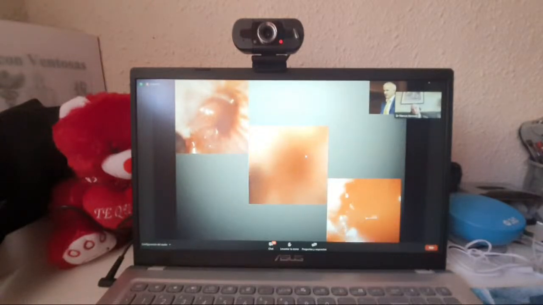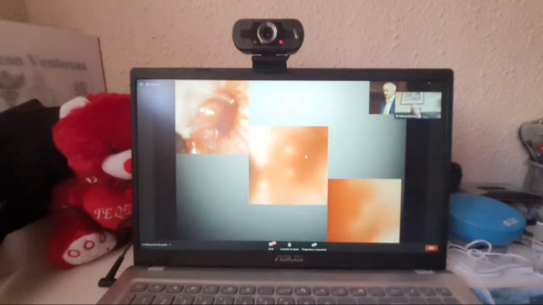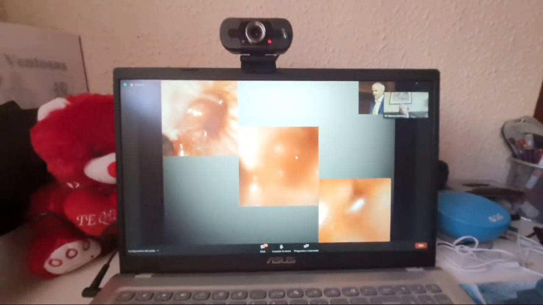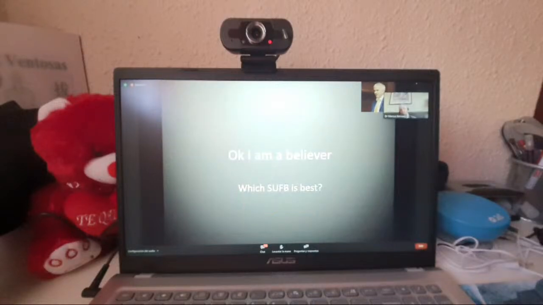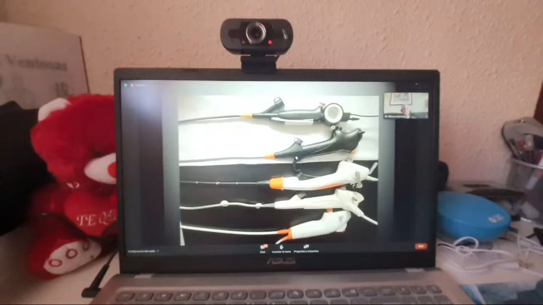And then this is just an image of, I use the scope actually to move through the tumor, so it's solid enough that I can use it to debulk and create an airway through that tumor. So let's say you're a believer now in these scopes. So which one is best?